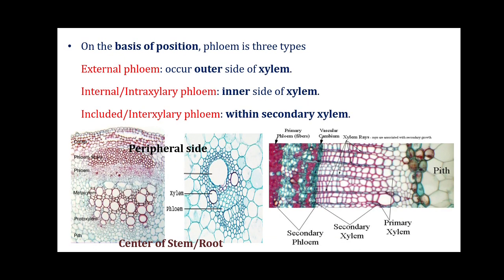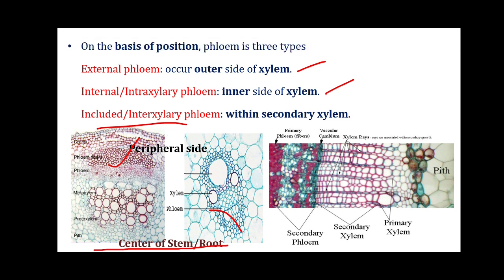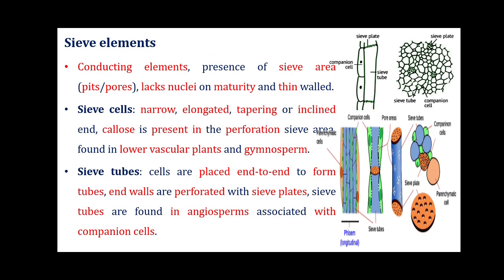Now on the basis of position, phloem is of three types: external phloem, which occurs outside the xylem; internal or intraxylary phloem, which occurs inside the xylem; and included or interxylary phloem, which occurs within the secondary xylem. So in this diagram you can see the phloem. This is the peripheral side of the structure and this is the center of wood, or you can say root. Here you can see phloem is outside, phloem is inside. So external phloem, internal phloem.